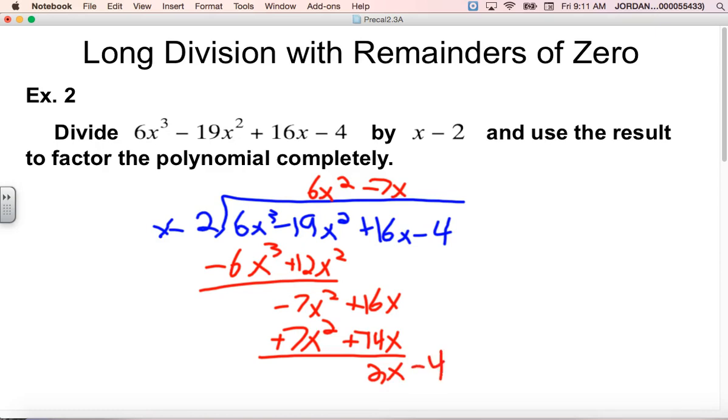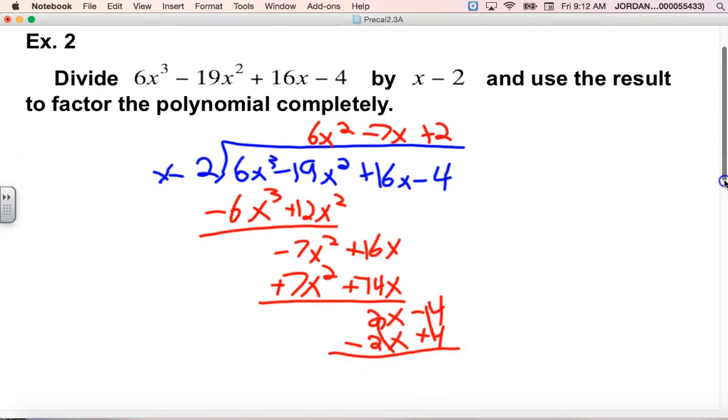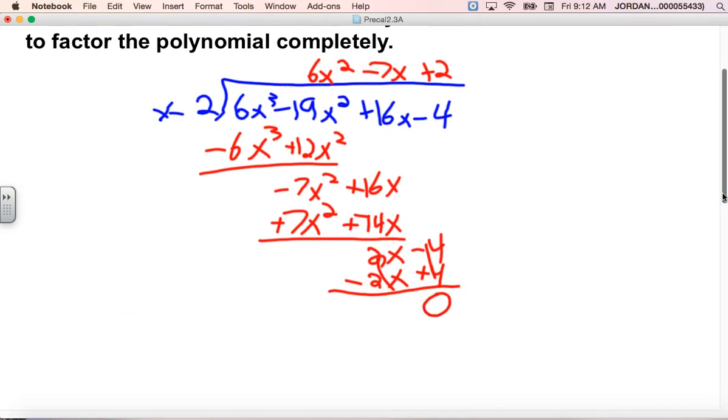And what multiplies x to give me 2x? 2. So I add 2, and then I multiply 2 times x is 2x, and 2 times minus 2 is minus 4. Now I subtract, so minus 2x, and minus a minus 4 makes it plus 4. When I subtract those, they both cancel out, and I get a remainder of 0. What's good about this is your answer is just what you have up here. Your answer is 6x squared minus 7x plus 2.